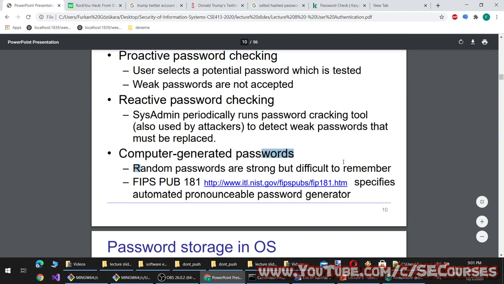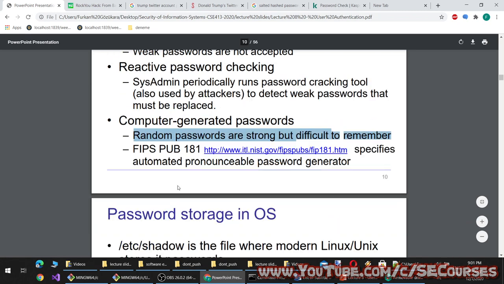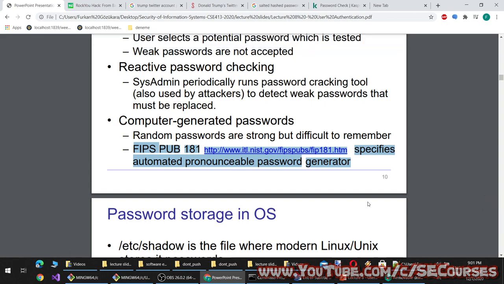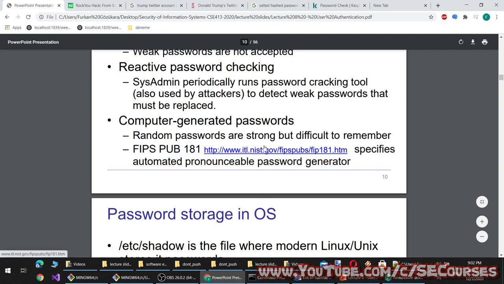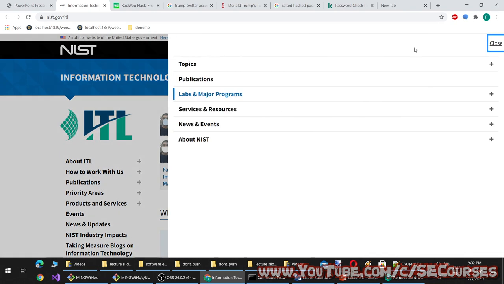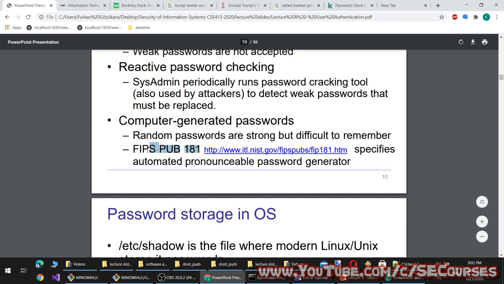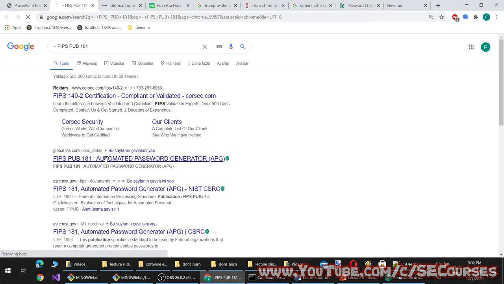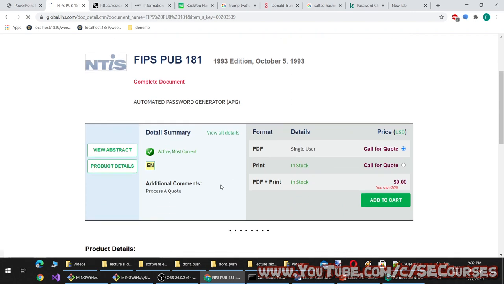Computer generated passwords. Random passwords are strong but difficult to remember. FIPS pub 181, at http://www.itl.nist.gov/fipspub/fip181.htm, specifies an automated pronounceable password generator. Okay, let's check this out and see how it works. It looks like that page is removed, and maybe you can look for it on the internet. Okay, there are PDF files related to this.